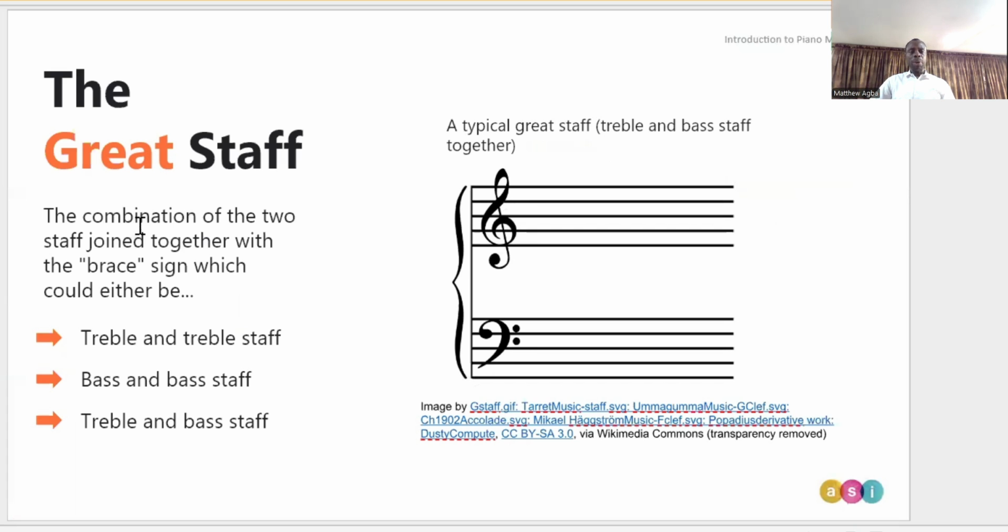Next discuss, we look at the grand staff. The grand staff simply refers to the combination of the two staffs. It could either be treble and treble, bass and bass, or treble and bass staff. So conventionally, we use the bass and the treble staff. That is bass on the left hand, treble using the right hand. It has a line or a symbol that joins both of them together. It is known as the brace. The brace sign joins the two staffs together to make it a grand staff.